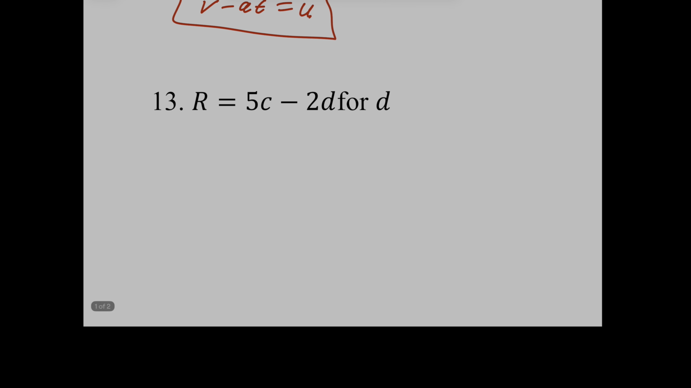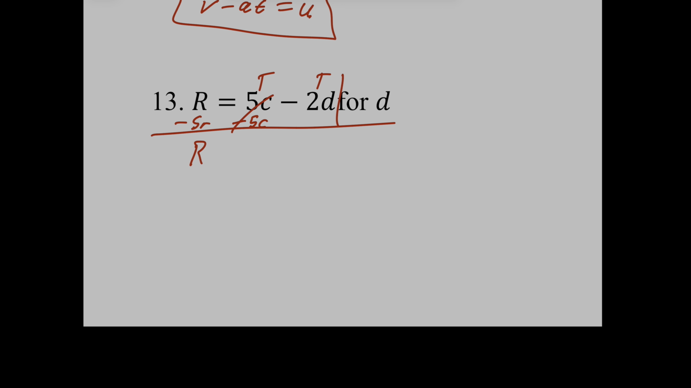R equals 5C minus 2D. And we want to solve this for D. Okay, well, I have two terms. And again, I can't divide by that -2 right now because that 5C is in the way. So my first step is to get it to where it's only one term. All right, so they're going to go away.